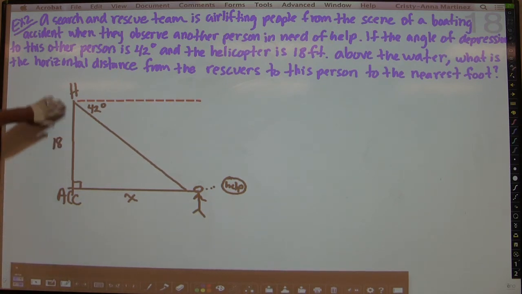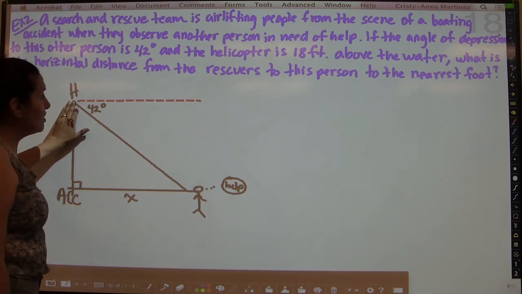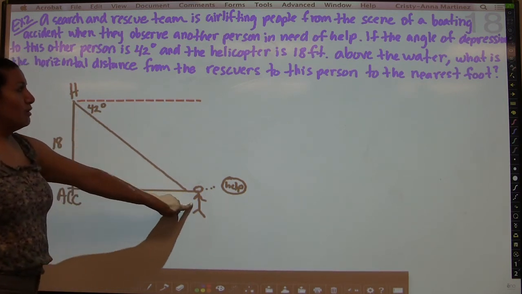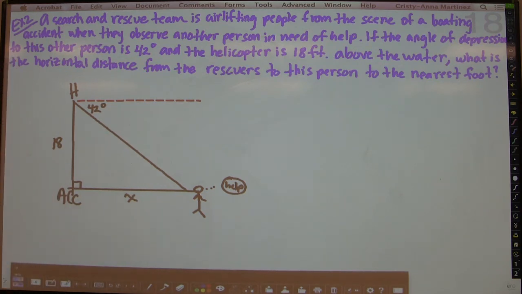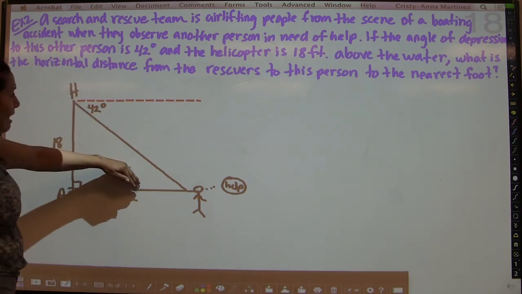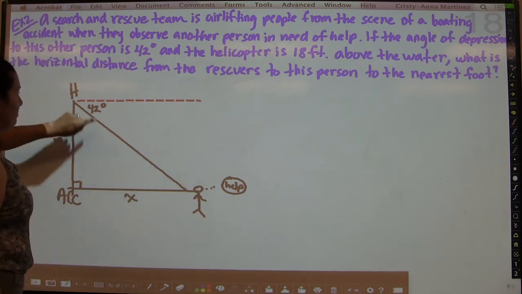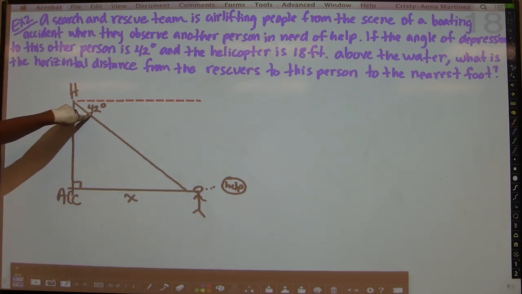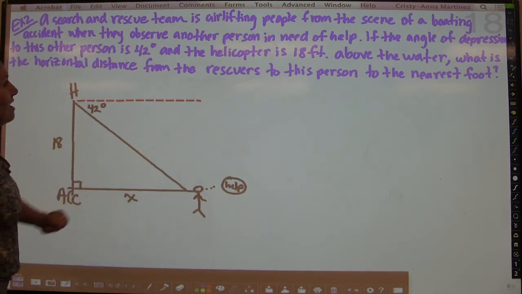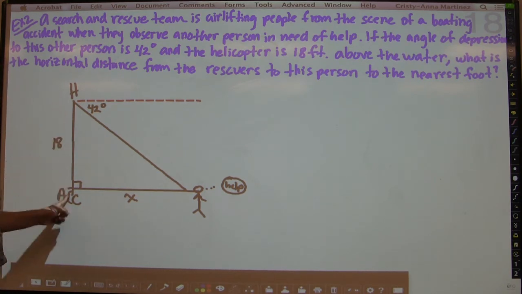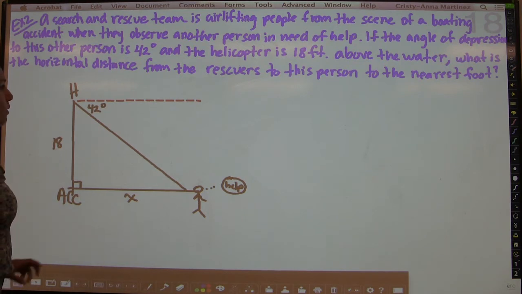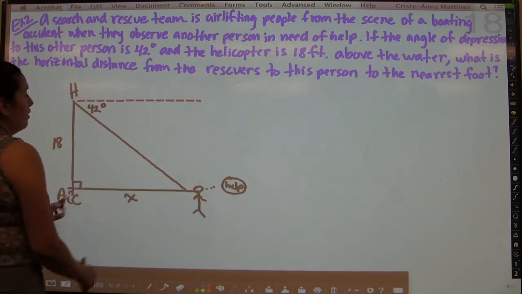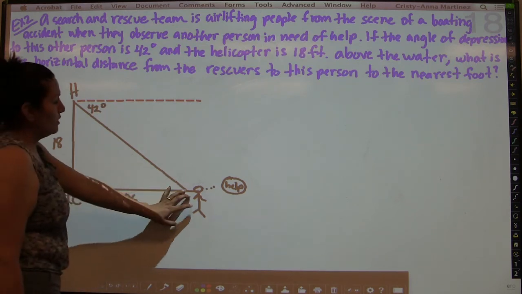But when they're airlifting this person, they spot another person in need of help. Ta-da! Person in need of help. If the angle of depression, so they're up here looking down, so that's why we have this line here to show you, the angle of depression is 42 degrees to that other person. And the helicopter is 18 feet above the water. So here's the water, and here's 18 feet above the water. What is the horizontal distance from the rescuers to this person to the nearest foot?